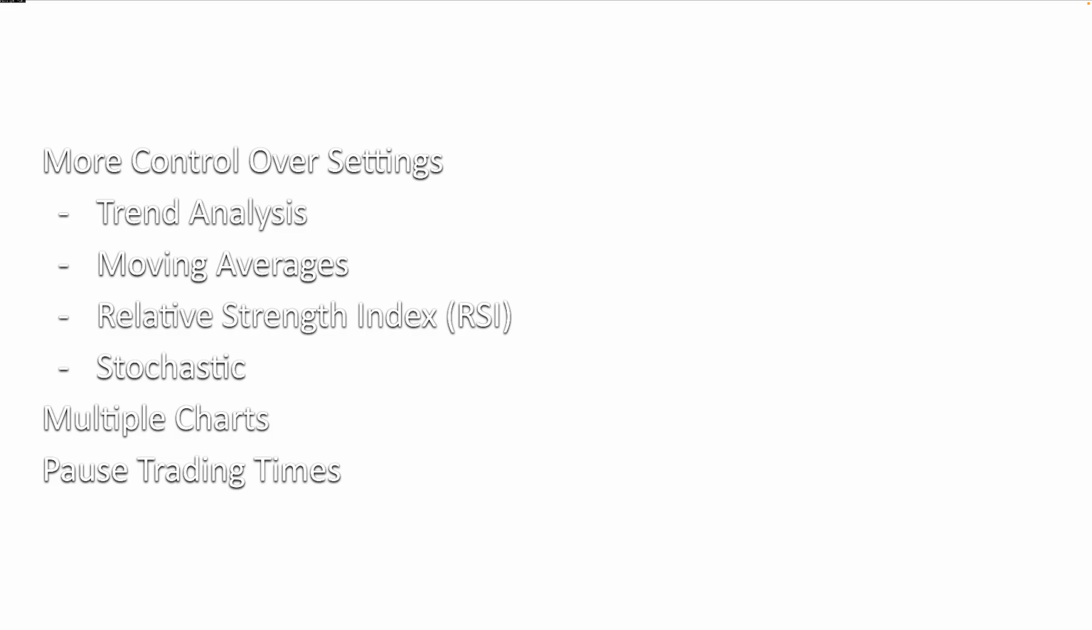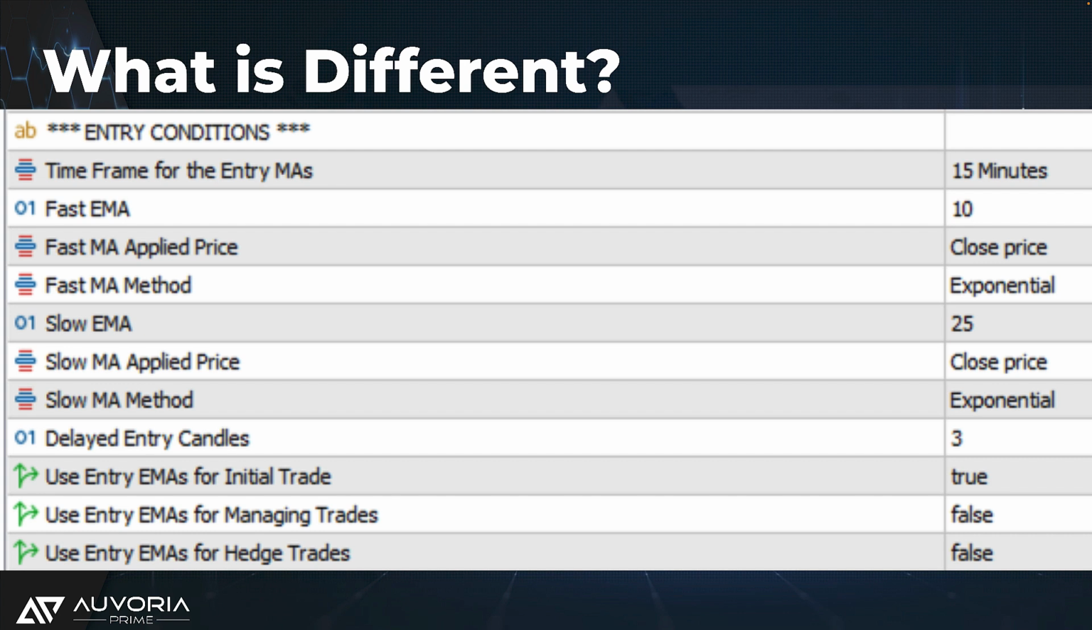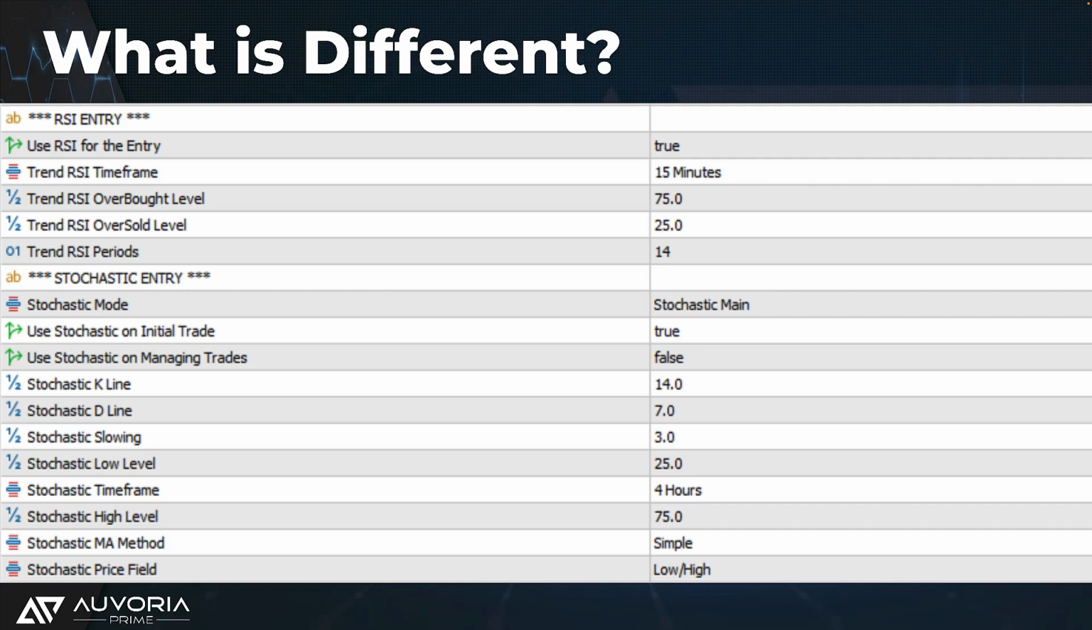Additionally, we have a lot more control now over the moving averages, and you'll see them here. And all of these settings are going to be explained on the Auvoria Prime support desk. And I'll give you that link here in just a little bit. You also have a lot more control now over the RSI entries and the stochastic entries. If you want to modify these values, I do stress that you should be an experienced trader before you go ahead and modify these settings. We have spent thousands of hours now optimizing the settings for the various currency pairs.